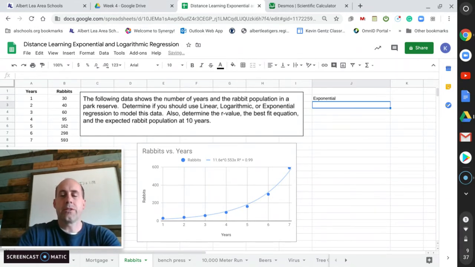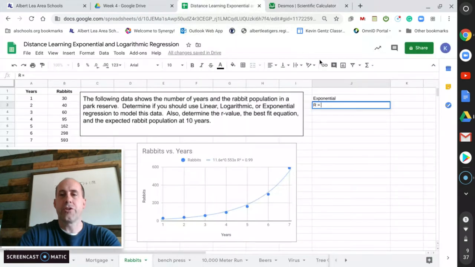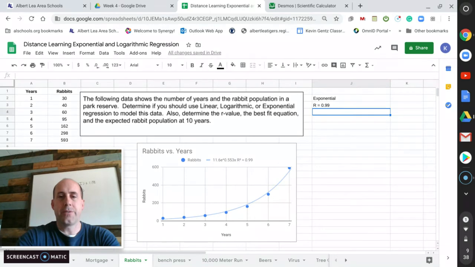And what we would like is to have an R value. R is equal to the square root of 0.99. And so if I do square root of 0.99, I get 0.99. So it looks like there's a very strong relationship going on here. A 0.99 value is really good. So we've got that. It also says that we should determine the best fit equation.